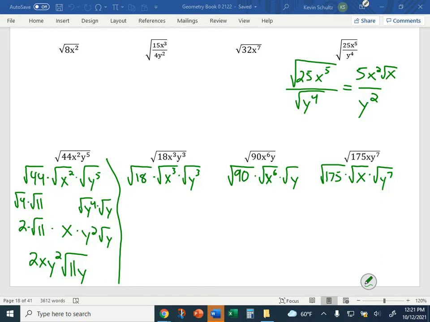Next one, root 18. We can simplify that to be root 9 times root 2, or 3 times root 2. And then each of our x cubed, this is a pretty common one. You should probably just memorize. It's going to give us an x root x, and this one is going to be y root y. Whenever we have something cubed, it'll be that something times the root. So put it all back together. We have a 3, an x, and a y outside the root, and a 2, an x, and a y inside the root. And that would be our final answer. Questions on those first two?